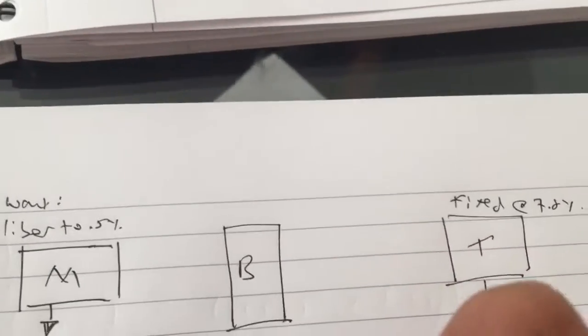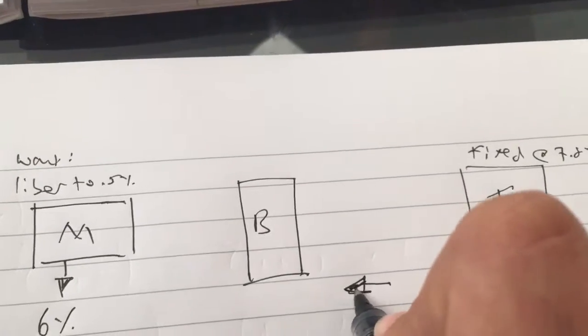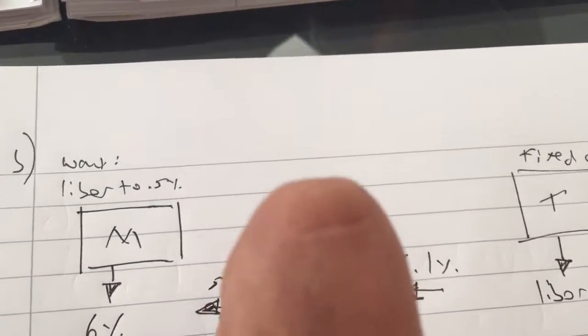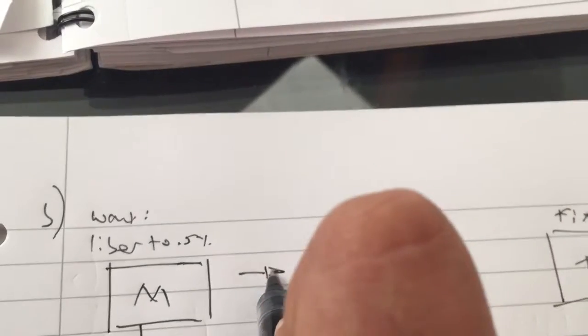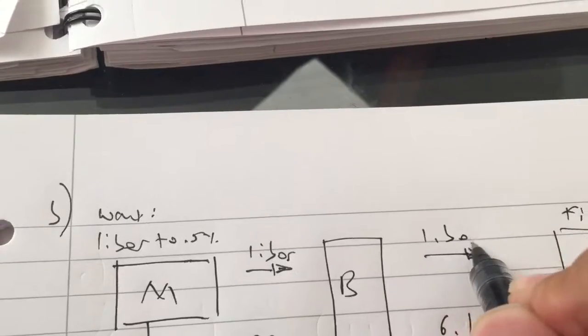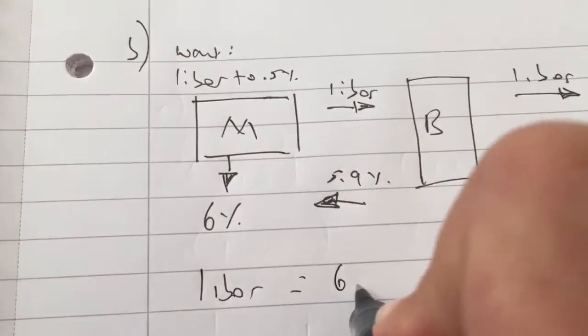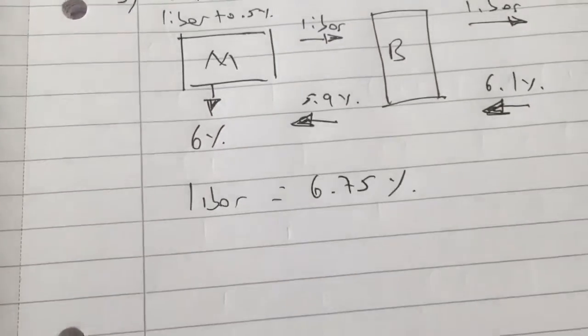They wanted LIBOR plus 0.5%, and the Thrush wanted fixed at 7.8%. Perfect. And then we've got the bank. It's coming in, 6.1% is coming into the bank. 5.9% is leaving. LIBOR is leaving, LIBOR, opposite arrows. Perfect. And now basically what we know, LIBOR equals 6.75%.